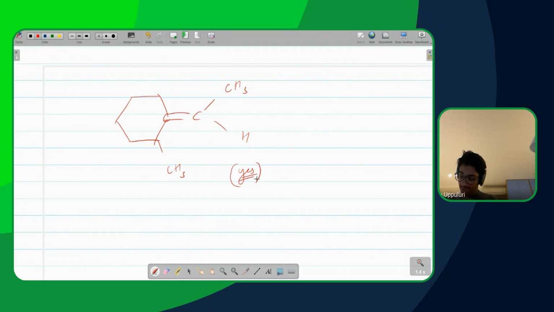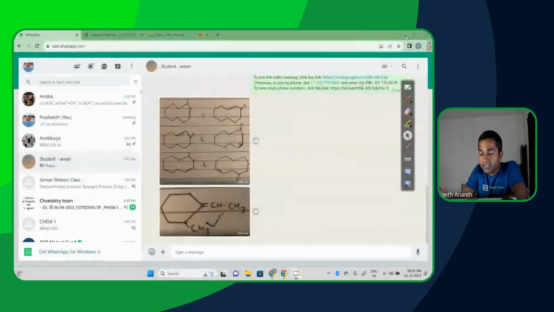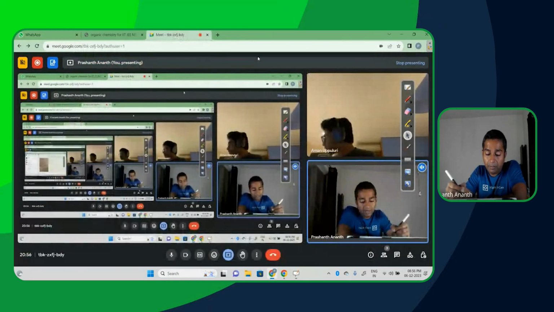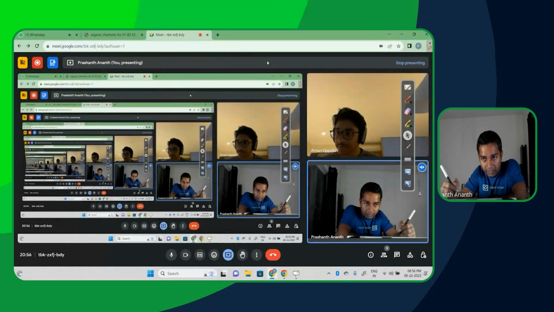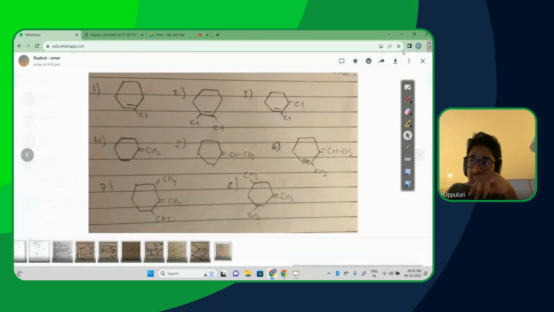But the problem here is it is going to be a little bit awkward, mainly because these are not going to be on the same plane. The ring and this will probably be on opposite planes. If they are not on the same plane, then it is not going to be geometrical isomerism. It will then become optical isomerism applicability. It will be a different game at that stage.